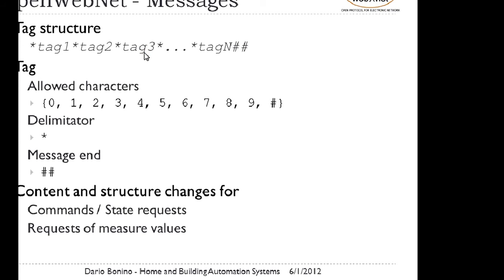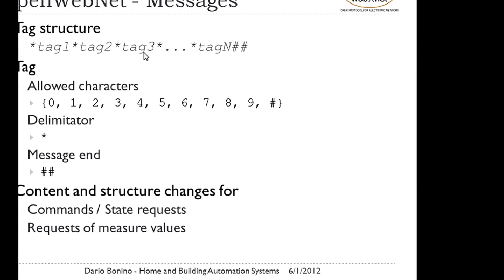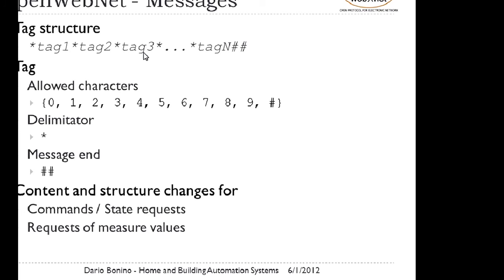Okay, if we try to go a little bit farther inside the protocol definition, we can say that the protocol is based on tags. Tags are just numbers plus the sharp sign, which are separated one from the other using an asterisk sign. And the end delimiter is provided by two sharp signs without any characters between them. So really simple. Really hard to bridge to very high level representation, because we need to bridge numbers and symbols to something like switch the lamp on.